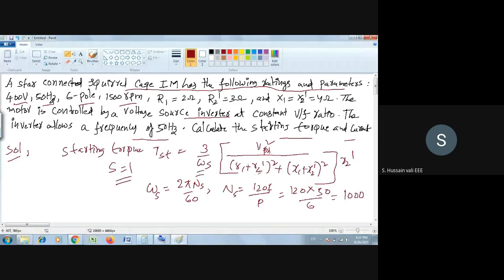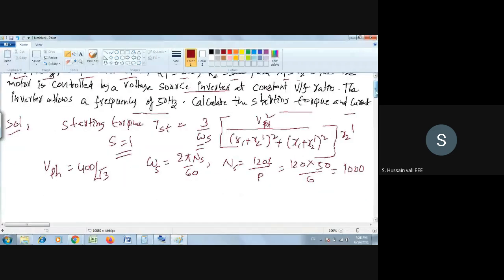Then R1, R2 dash, X1, X2 dash he has given directly in the problem. What is the only thing you don't know? V phase. How do you find the V phase? We have to see whether it is a star connection or delta connection. As it is a star connection, and the line voltage given in the problem is 400 volts, 400 by root 3 gives the phase voltage. So everything you know, you can substitute directly in the starting torque formula and you will get the answer.